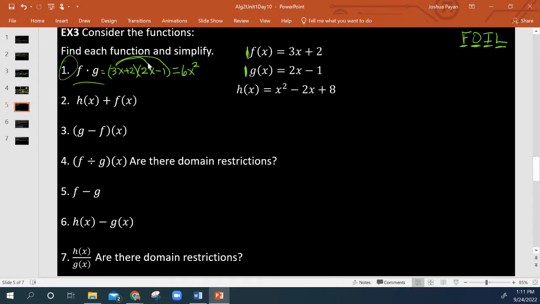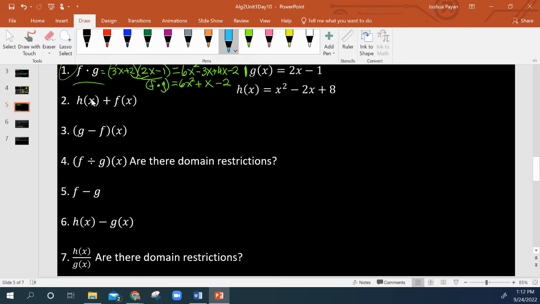Outer, 3x times negative 1 is negative 3x. Inner, that's going to be plus 4x. And last, that's going to be minus 2. And then all we're going to want to do from here is combine like terms. The only ones that are combinable are this negative 3x and the positive 4x. That's going to leave me with 6x squared plus 1x, or just x, minus 2. So f times g ends up just being 6x squared plus x minus 2.